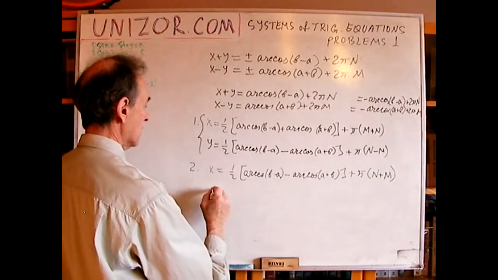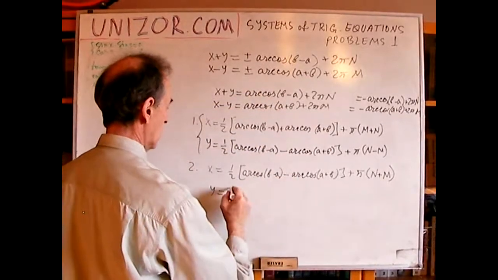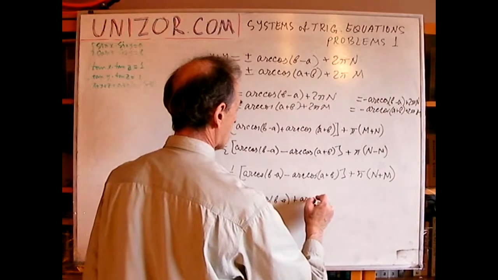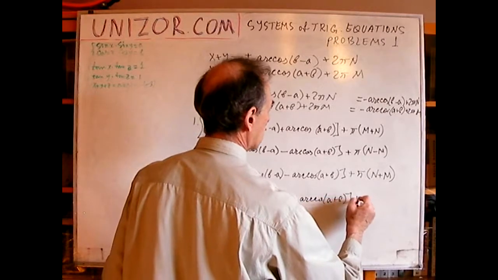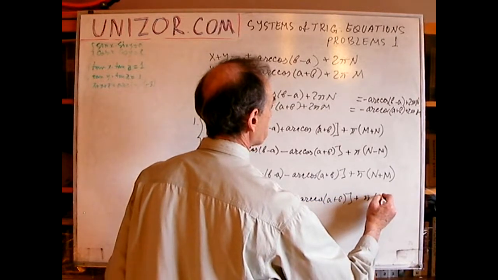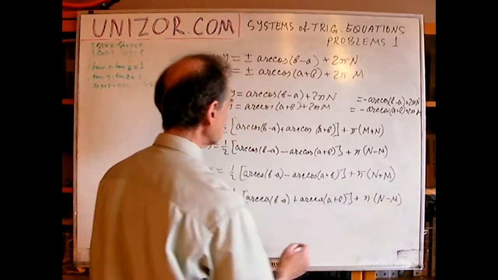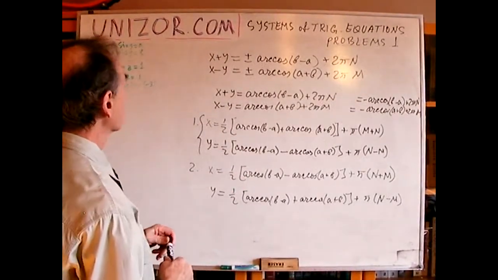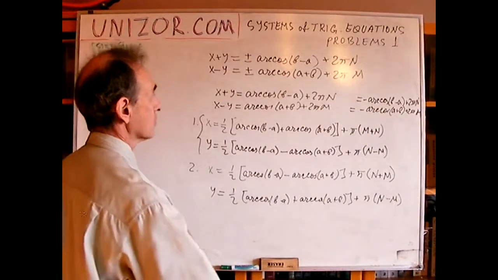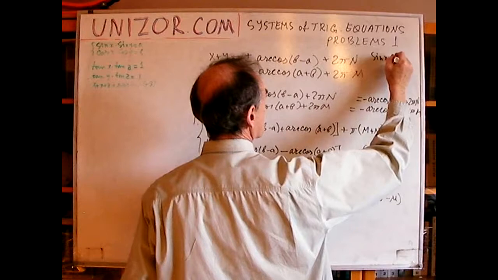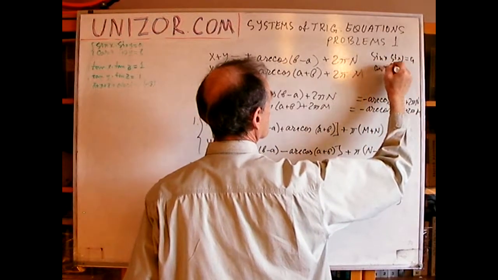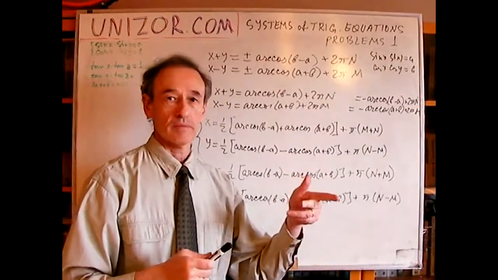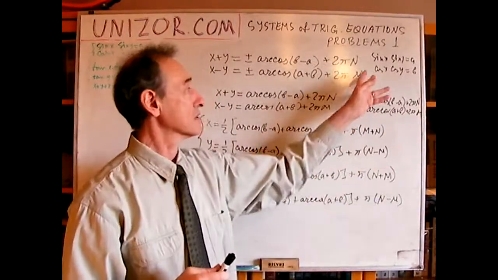And y is equal to, if I subtract, it would be the sum. So 1/2 arc cosine (b minus a) plus arc cosine of (a plus b) plus pi (n minus m). So basically, I exchange the x and y. And looking at the original system, you remember, right? Sine x sine y is equal to a, cosine x cosine y is equal to b. Obviously, if I change x and y values, it will be exactly the same thing because it's symmetrical relative to x and y.